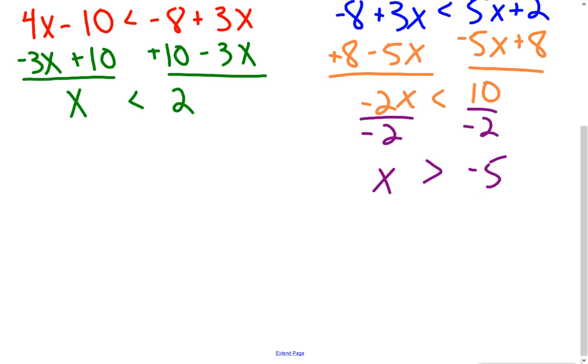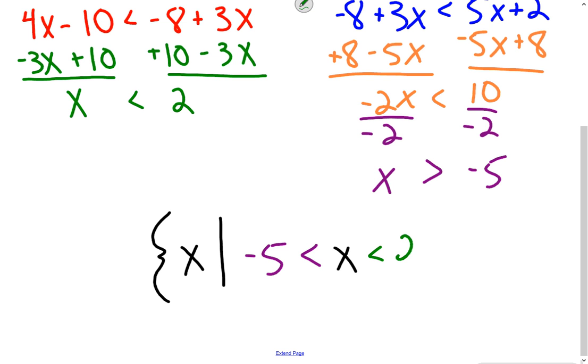Now, to write that into set builder notation, squiggly parenthesis, our variable, such that, and remember, start with the smaller number. In this case, the smaller number is the negative 5. So we have negative 5 is less than our x. Now we go to the second inequality, which says x is less than 2. So x is less than 2. And then finish that out with our squiggly parenthesis. So again, we have an "and" compound inequality here, and we have all those solutions in between negative 5 and positive 2.